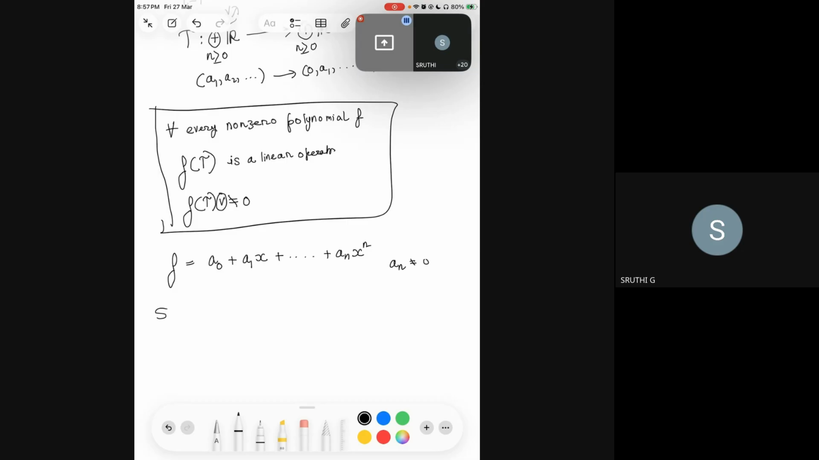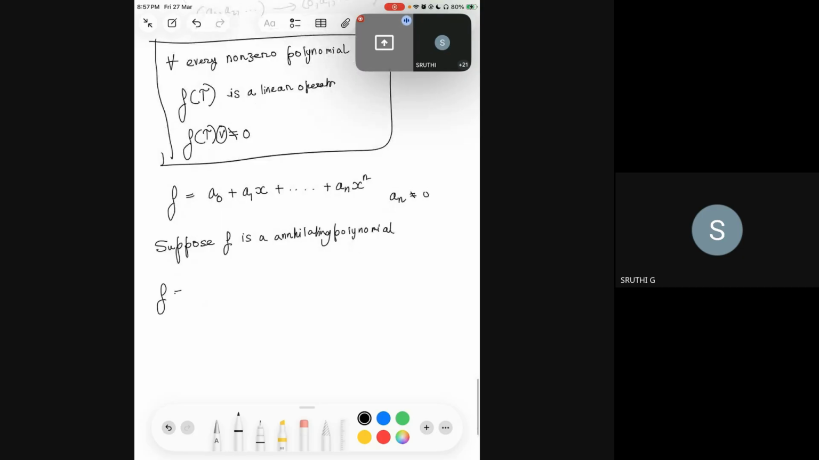So suppose f is an analytic polynomial. First let us try with some examples. First take f equal to x. Just take one element. You remember what the element e1 is, right? That is, the first coordinate is 1 and everything else is 0.